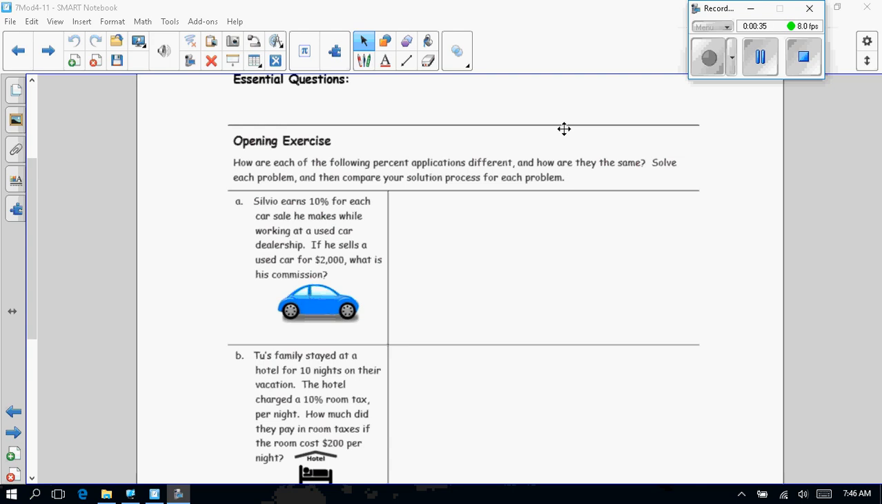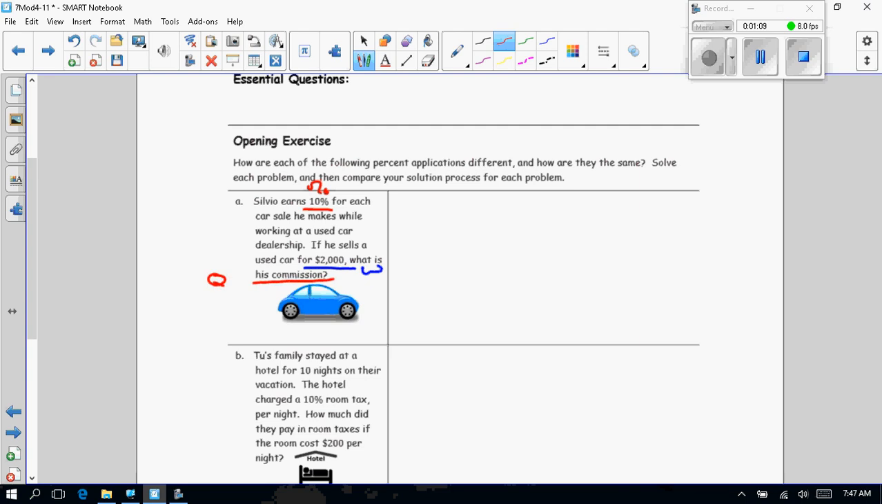Okay, so Sylvia earns 10% for each car sale he makes while working at a used car dealership. If he sells a used car for $2,000, what is his commission? Right, so commission just means how much money is he going to make when he sells this $2,000 car. So it says that he makes 10%, right? So there's my percent. And we know what the whole is in this group. We know that he's selling the car for $2,000. What is his commission, right? His commission would be the quantity. It's not part, it's going to be a quantity.